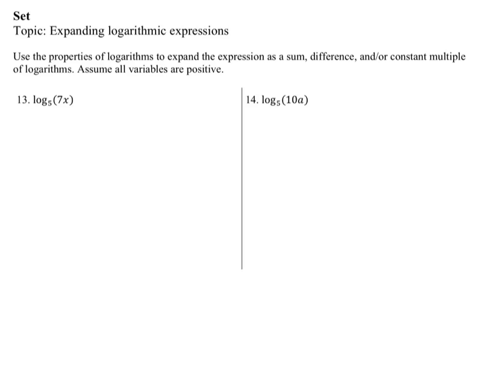The next section is very much related to what we did on 2.3. So it's asking us to use the properties of logarithms to expand the expression as a sum. That right there means use the product rule. A difference, that means use the quotient rule.